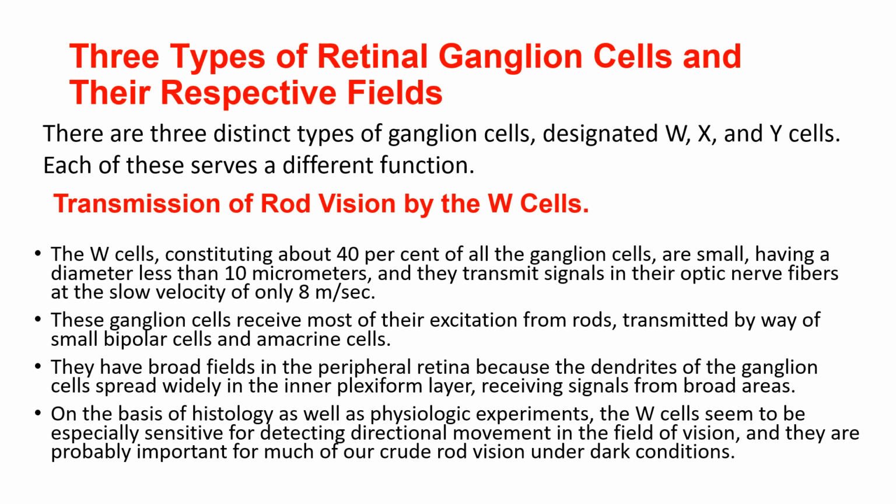On the basis of histology as well as physiologic experiments, the W cells seem to be especially sensitive for detecting directional movement in the field of vision, and they are probably important for much of our crude rod vision under dark conditions.